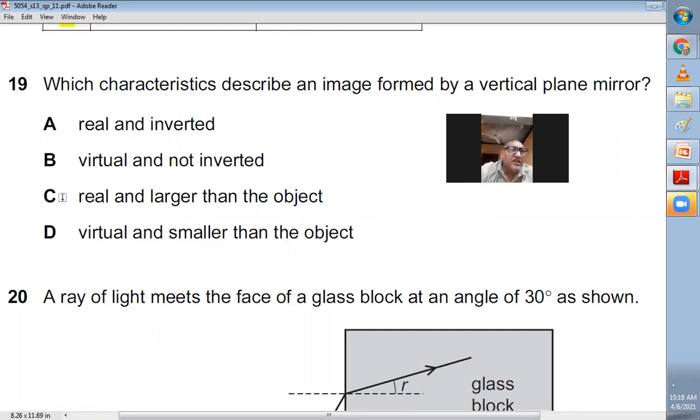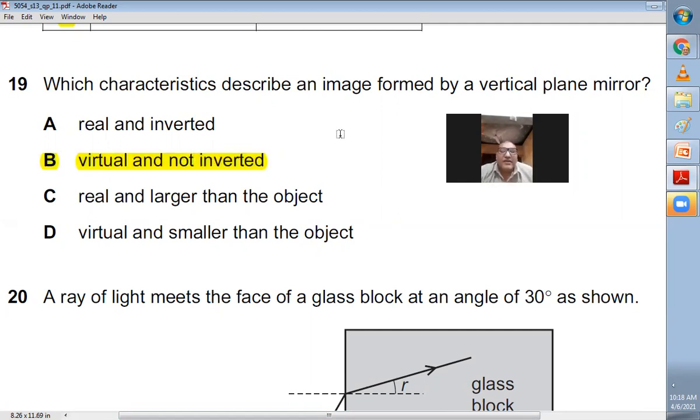Real and inverted, no. Virtual and not inverted, that can be the answer. Not inverted means upright, straight. Real and larger, that's wrong. Virtual and smaller than the object, that is wrong. So the best option is virtual and not inverted.